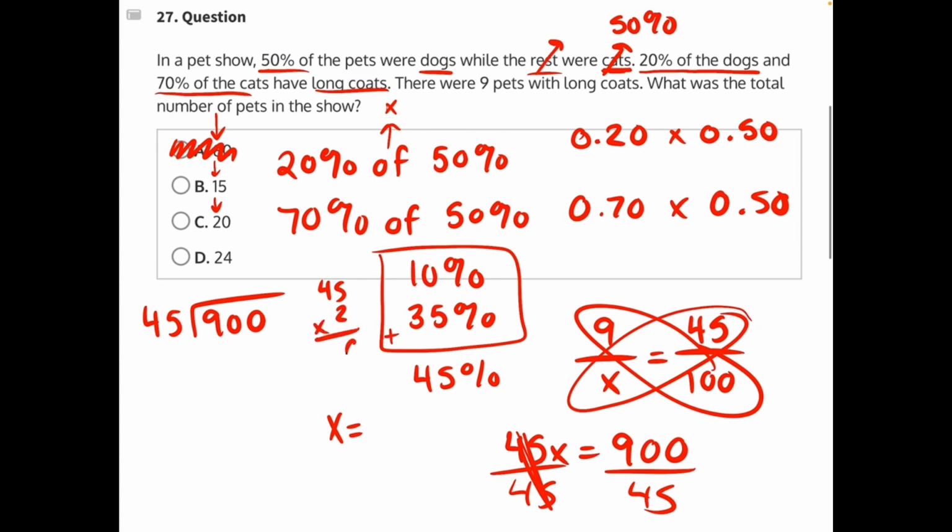2 times 5 is 10. 2 times 4 is 8 plus 1 is 9. And then you would have found out that it definitely, your first digit has to be 2. And continue going from there. You would once again get 20, making C your correct answer.